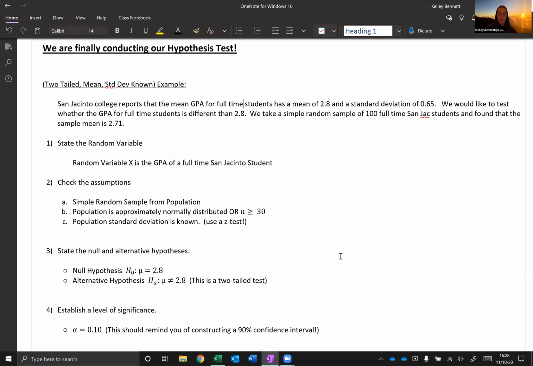So remember from the early part of this chapter, when we have our alternative as mu not equal to, or in some cases, if p was not equal to, then this is going to give us a two-tailed test.